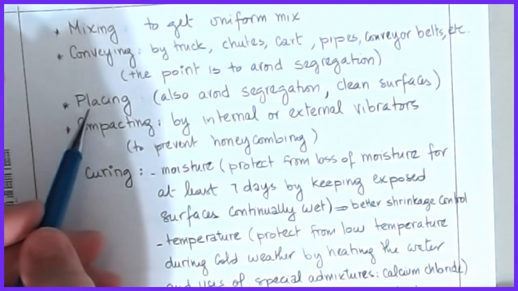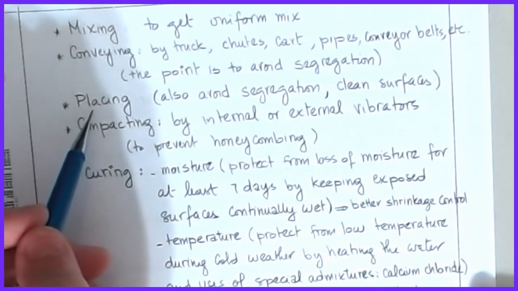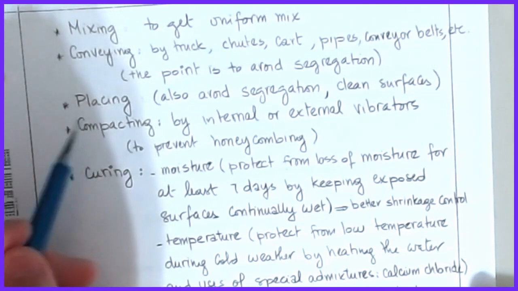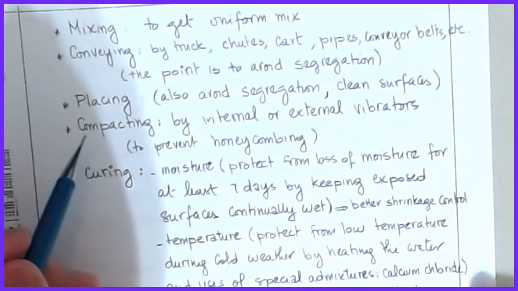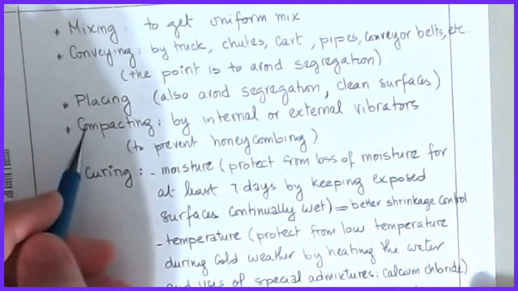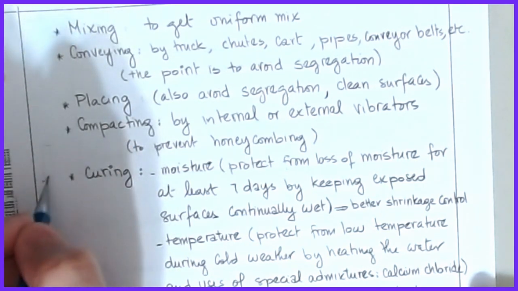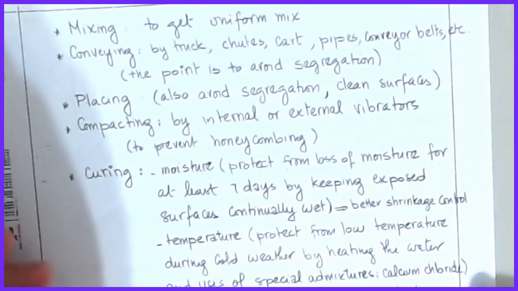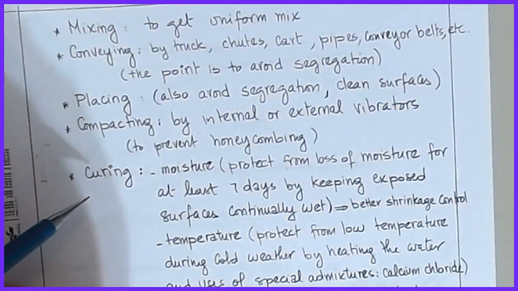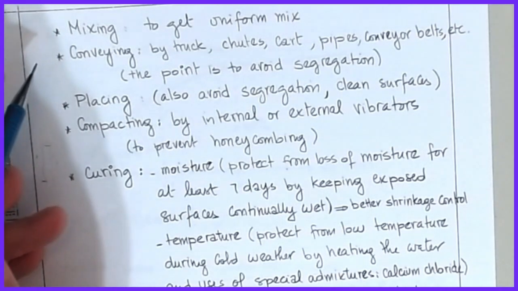Placing: once we get it to the site, I've got to get it into the forms, and that gets us into issues with compacting. Often some sort of vibration has to take place in order to work the material down into the forms, and that can be done with either internal vibrators or external vibrators. An internal vibrator would be like a wand. It's a vibrating rod that you stick down, and it vibrates and shakes the mix so that it moves down and settles in around the rocks. But again, if I over vibrate, then I get back to the segregation problem.